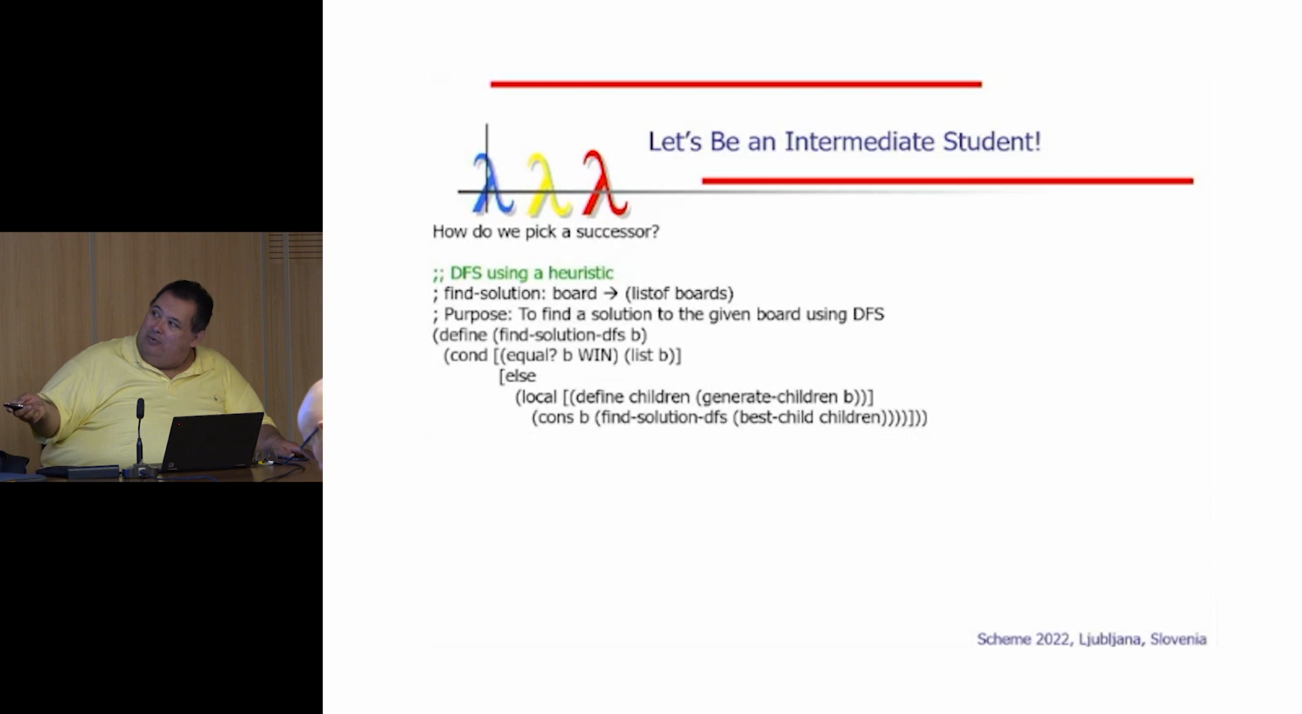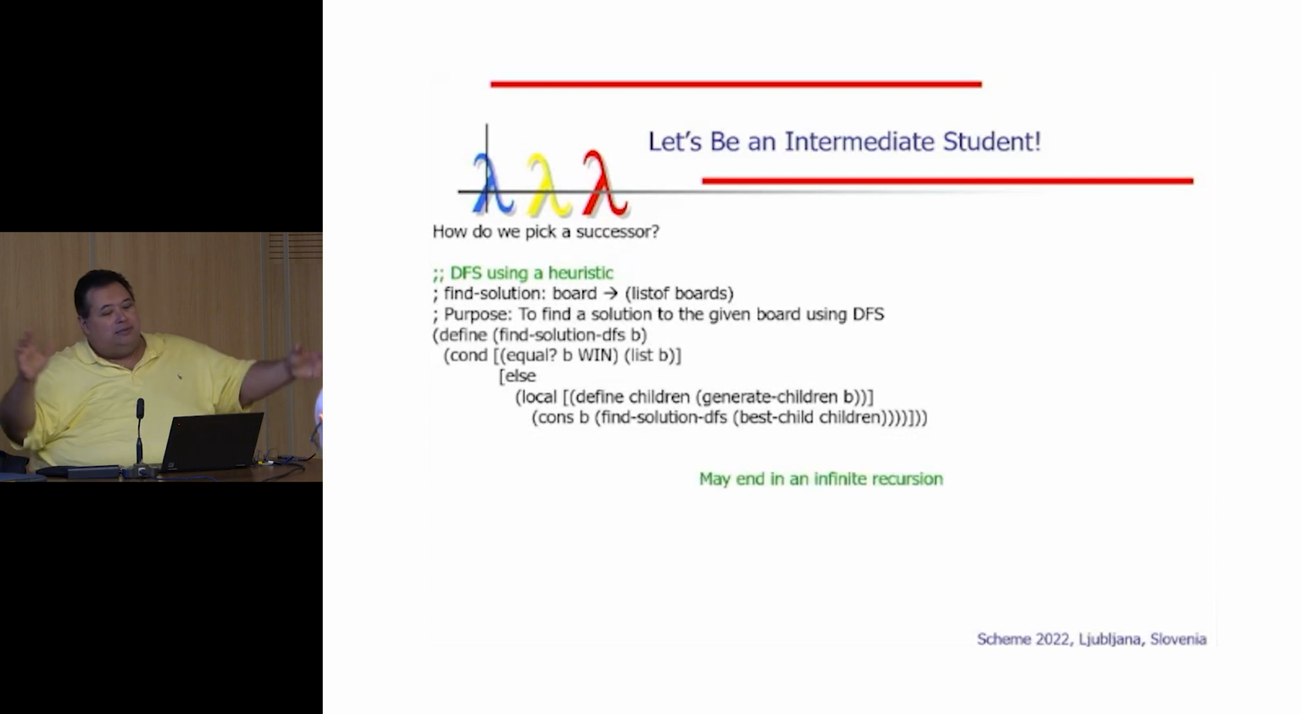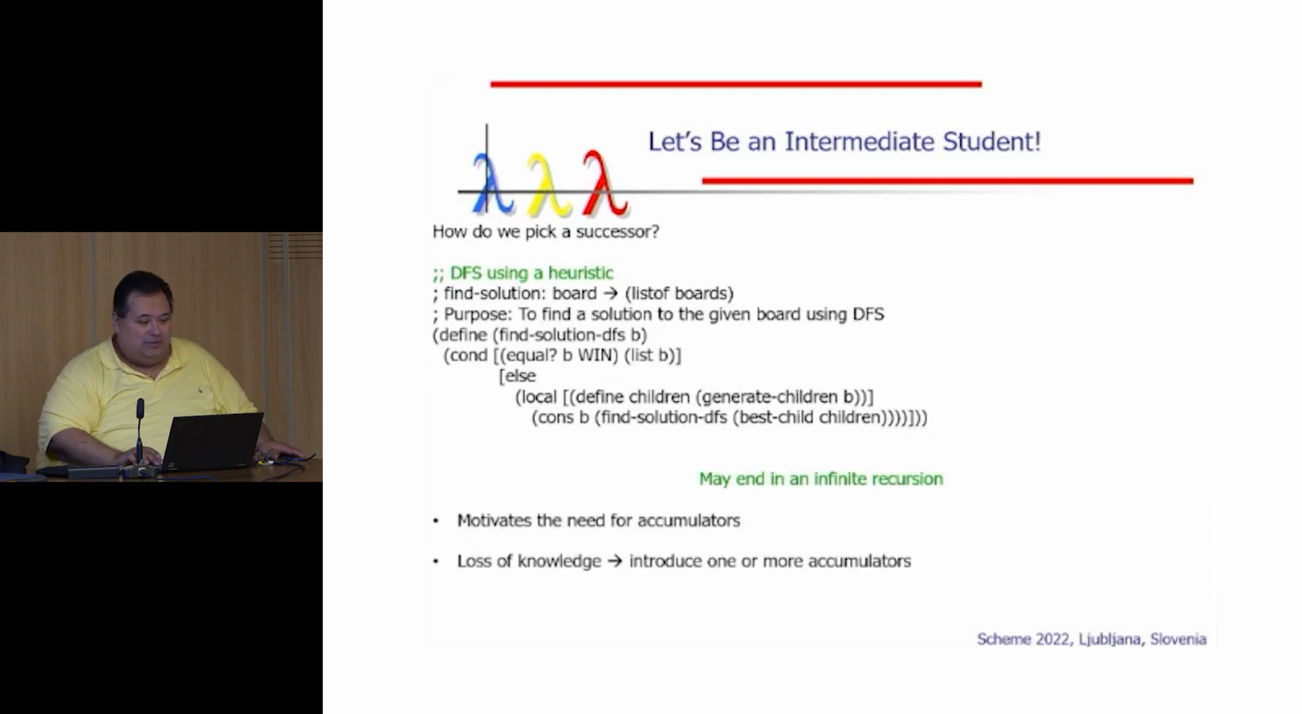And then we're going to use a heuristic to find the best of those children and continue the search with the best child. Forget all the other children. And of course, let's run it. And you'll say, oh, it goes into an infinite recursion. That didn't work. And so we study why it didn't work, and students discover loss of knowledge and the need to have accumulators, to remember stuff that they need to avoid that type of problem. So this motivates a cumulative recursion.